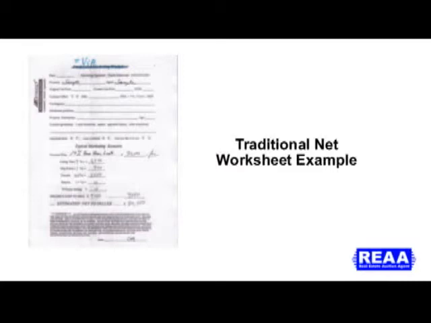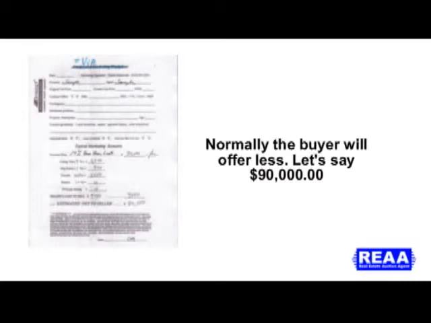Now we'll talk about the traditional net worksheet. That is the traditional listing price. And how do you determine an auction price? Typically, in the marketing scenario for traditional selling, you'll have a list price, let's say for an example, $100,000. The real estate agent will list a property for $100,000 and wait for someone to come along and make an offer. Let's say they make a 10% offer less than the list price. In this case, let's work with round numbers. $100,000 list price, the offer is $90,000.